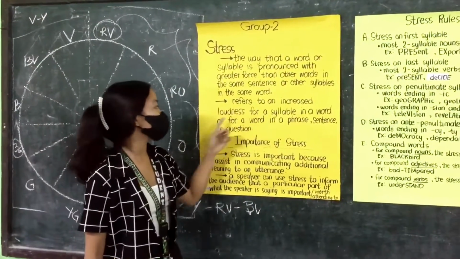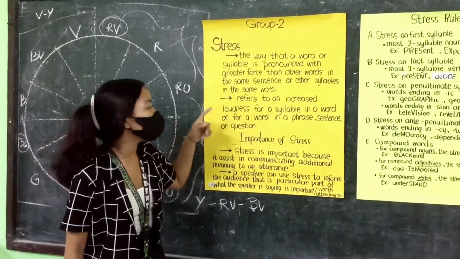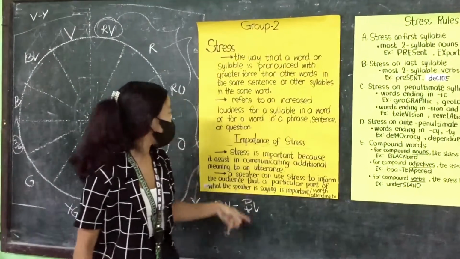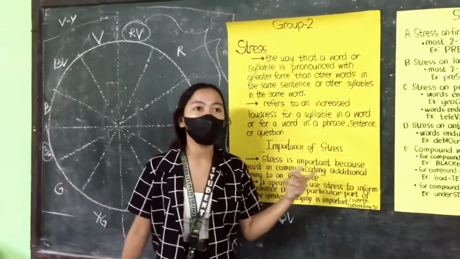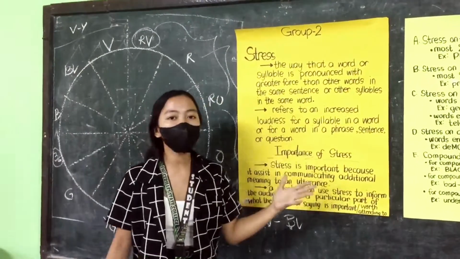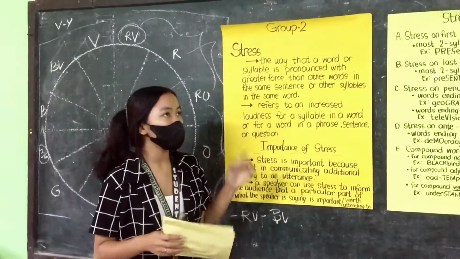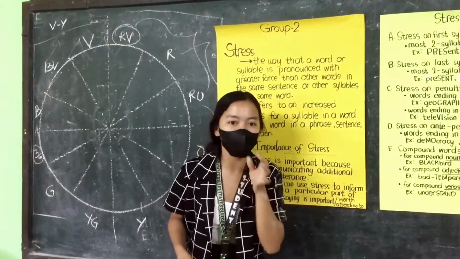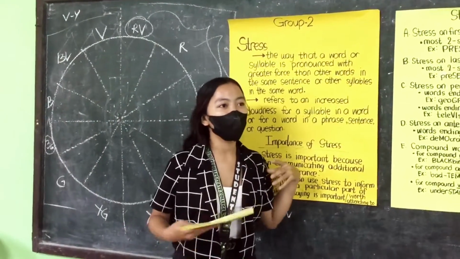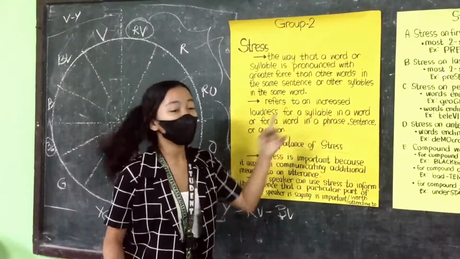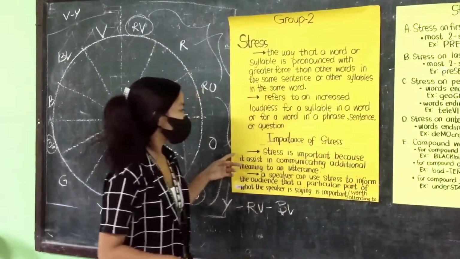Stress refers to an increased loudness for a syllable in a word or for a word in a phrase, sentence, or question. So when we talk about stress, it increases our loudness. For example, predict. You can increase the loudness of the word that you will speak.